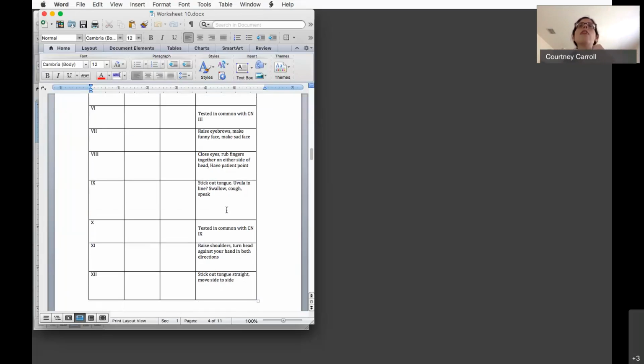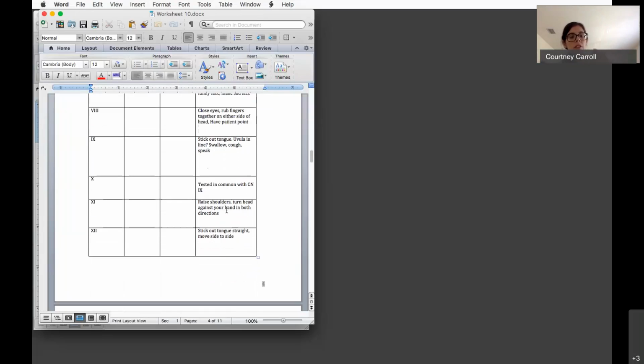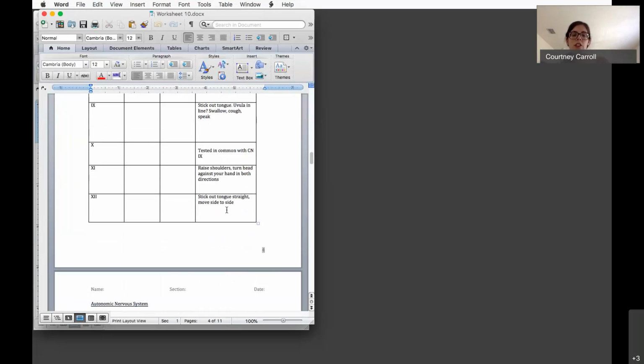Is their uvula, so that thing hanging in their throat, is it in the middle when they say ah, or is it off to the side? Should be hanging nice in the middle. Then raise the shoulders, stick out the tongue. All that is the cranial nerve section.